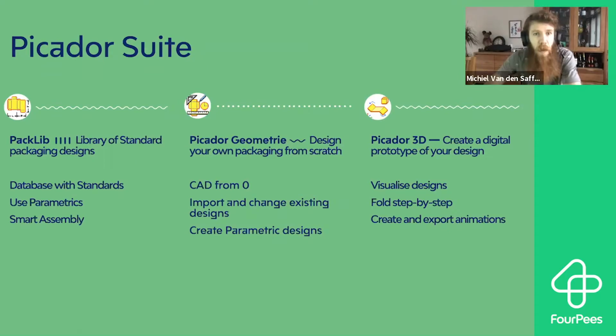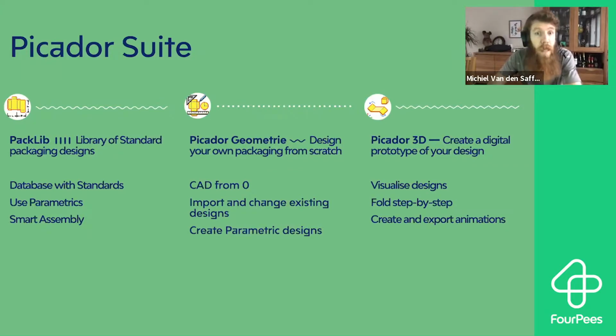Picador has several modules. There is the Paclip module, which is essentially a database of packagings. In there, you'll find some standards like the FEFCO and ECMA standards for corrugated board and folding carton, respectively. And you can use parametrics to change the size of the box from the standard. So you can grab a design and on the go make it a certain width, height, and depth. So you can have a specific design that you want to create.